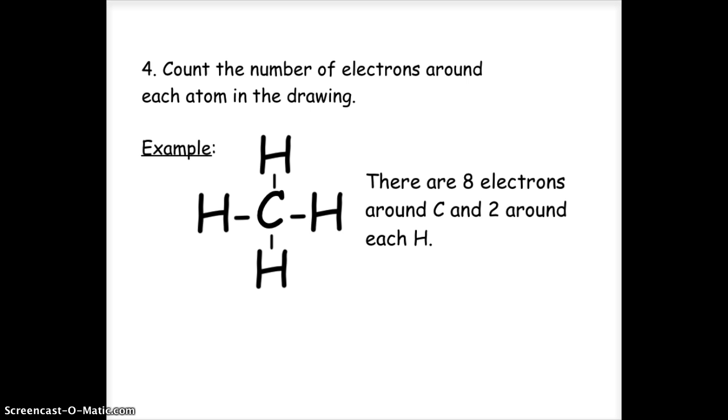Your next step, count the number of electrons around each atom in your drawing. So when I take a look at our example, CH4, I'm going to count my total number of electrons around that structure. So I've got 2, 4, 6, and 8. There are 8 electrons around carbon and 2 around hydrogen.